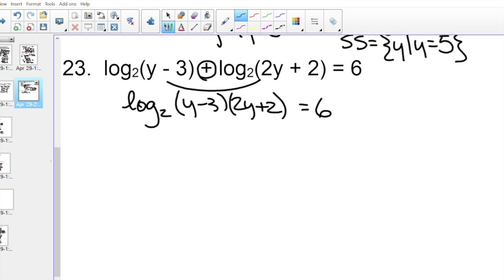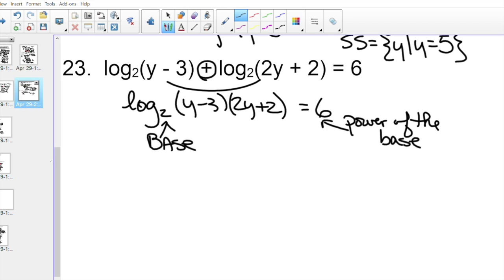Now, 6 doesn't have a log, so we got to go back and use the definition that means this is the base. Now this 6 without the word log is a power of the base. So we have 2, the base, to the power of 6 is equal to, now again, I'm going to go ahead and FOIL this. This is FOIL. I'm going to go ahead and move the parentheses.